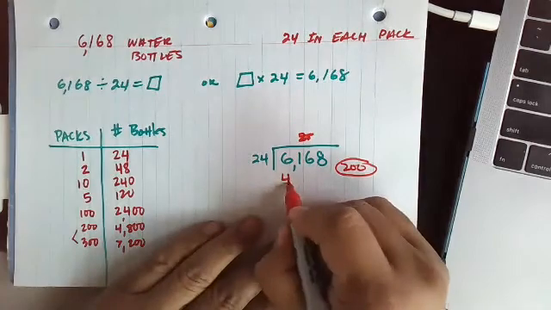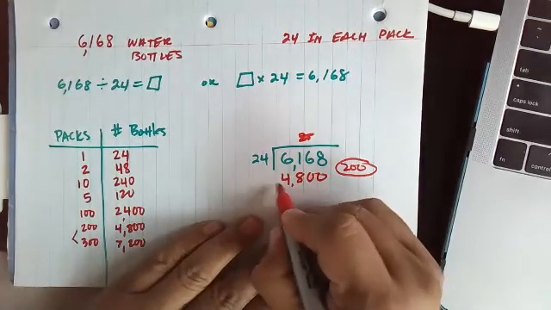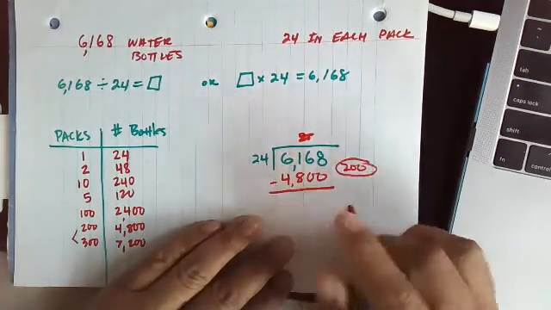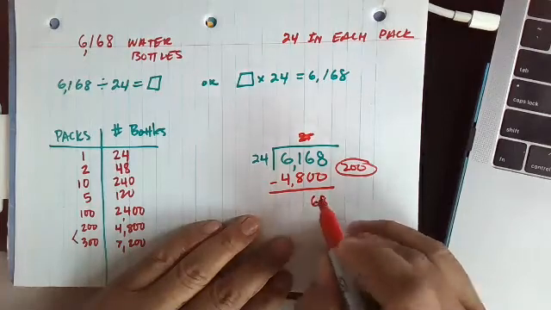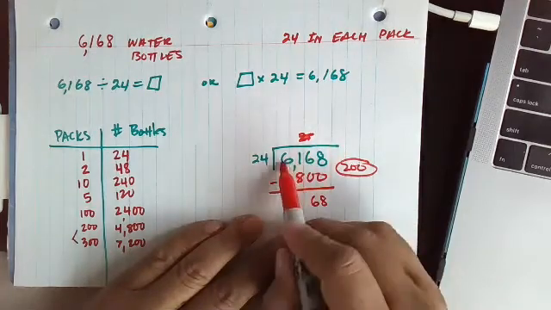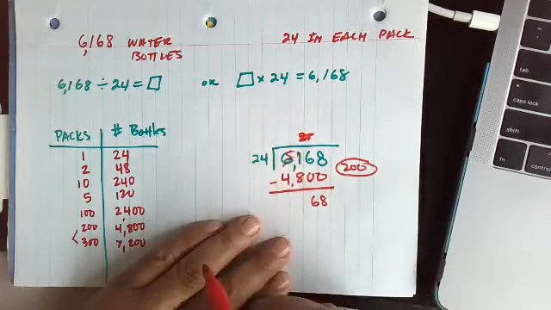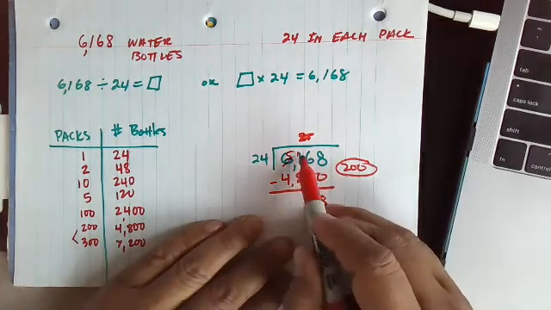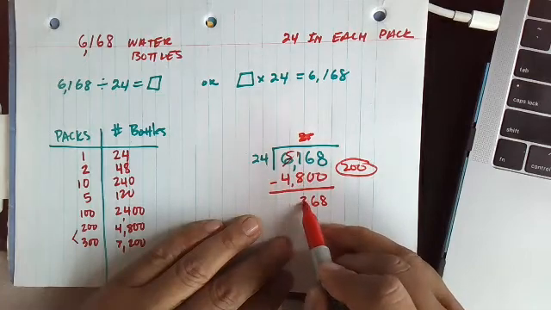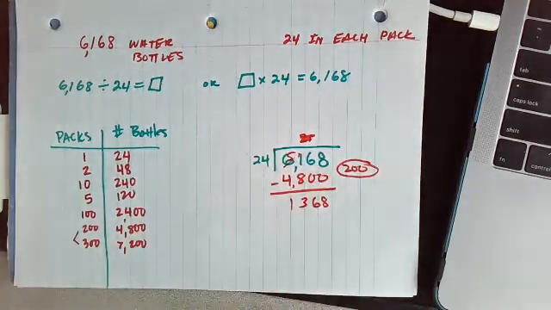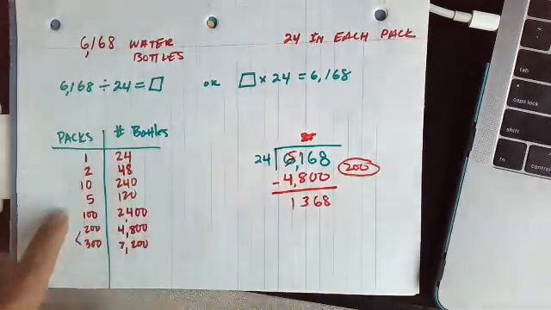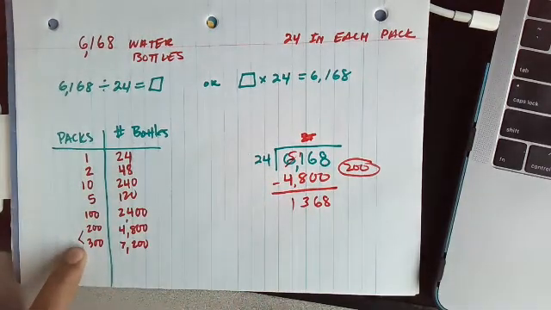So that is 4,800. When I subtract, I get 8, 6. If I regroup, that'll be 5. I even forgot to do the standard algorithm. I always do so many other strategies. That is 3, and that is 1. So it's 1,368. I'm going to go back to my ratio table and see if anything could help me.